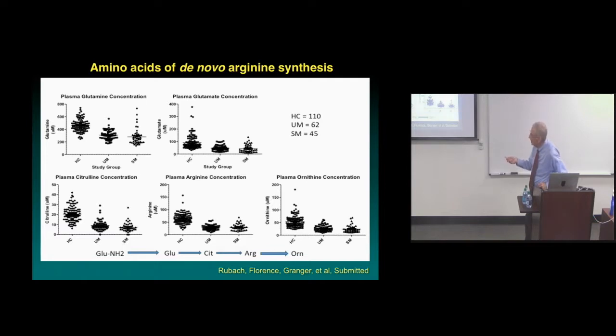So glutamine in uncomplicated malaria, cerebral malaria, or severe malaria, low, significantly low, every one of these. Glutamate, very low, extremely low. And these were a lot of patients here.